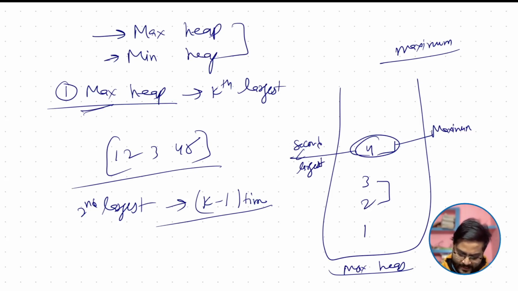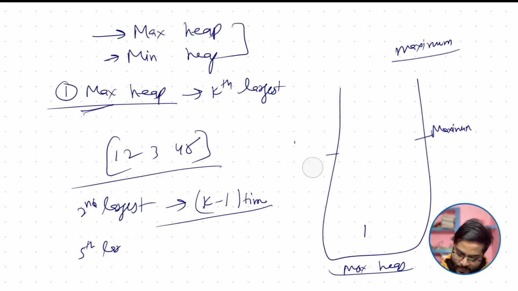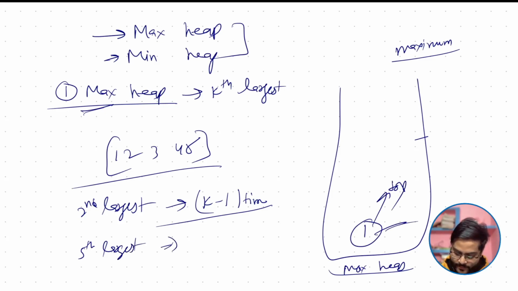If you want to find fifth largest, what can you do? Pop 4 times. One time we have already popped, pop 3 times more. If you pop 3 times, what will happen? We're left with one only. This will be at top. So our fifth largest will be nothing but 1.